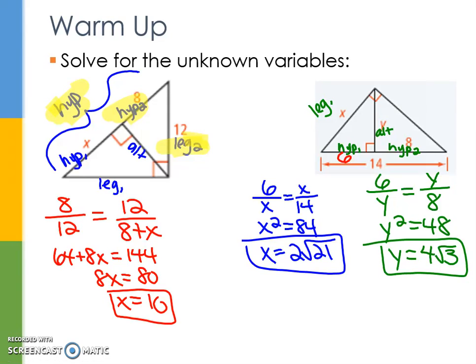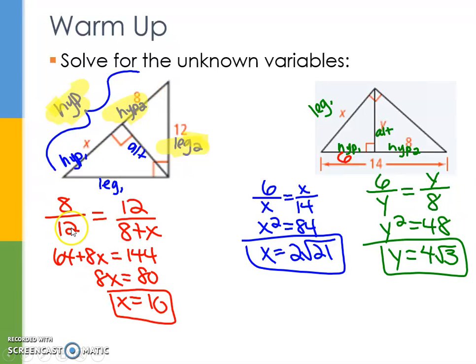Okay, so this is the warm-up that we did. You take a look at these two triangles, and this is an altitude right here. This is leg 1 and leg 2. So you look at the big triangle. This is the hypotenuse. Hypotenuse is always across from 90 degrees. So this is hypotenuse 1 and hypotenuse 2.